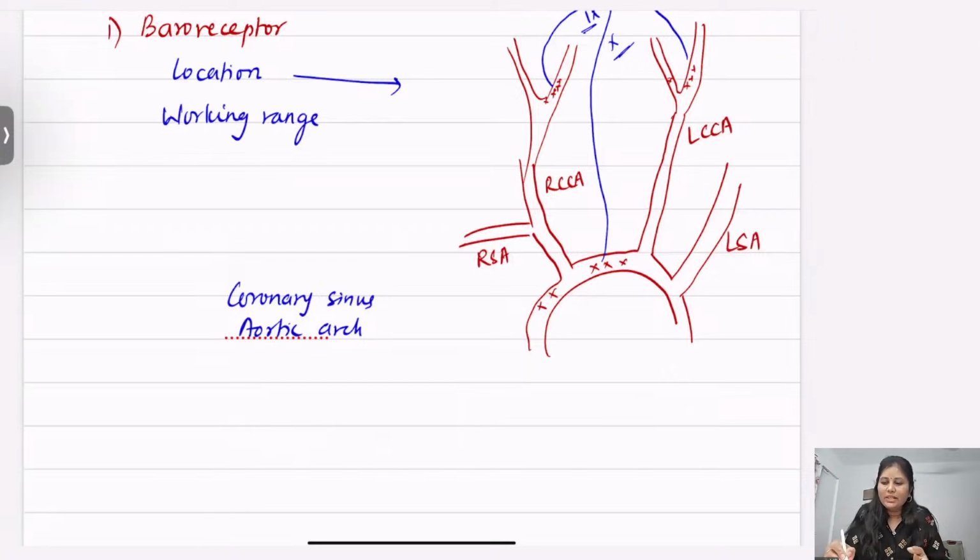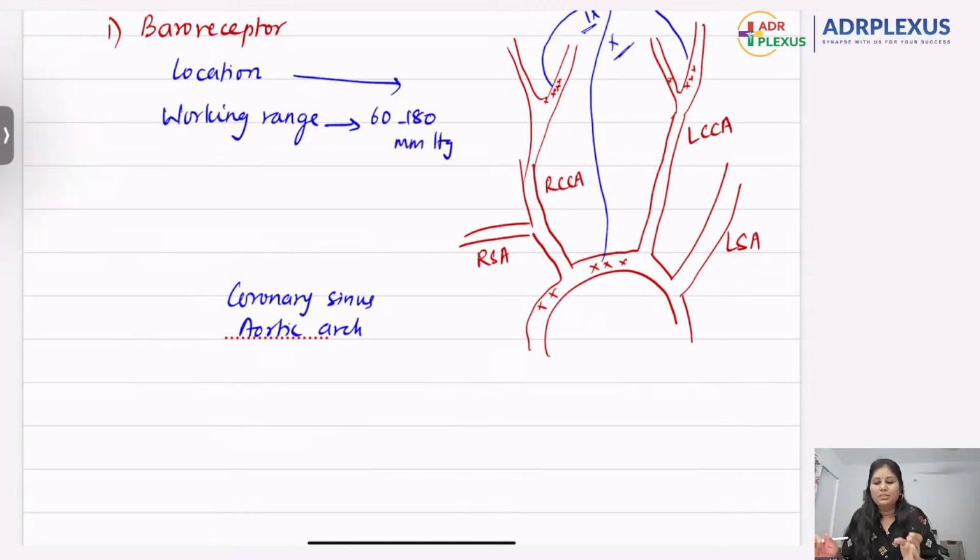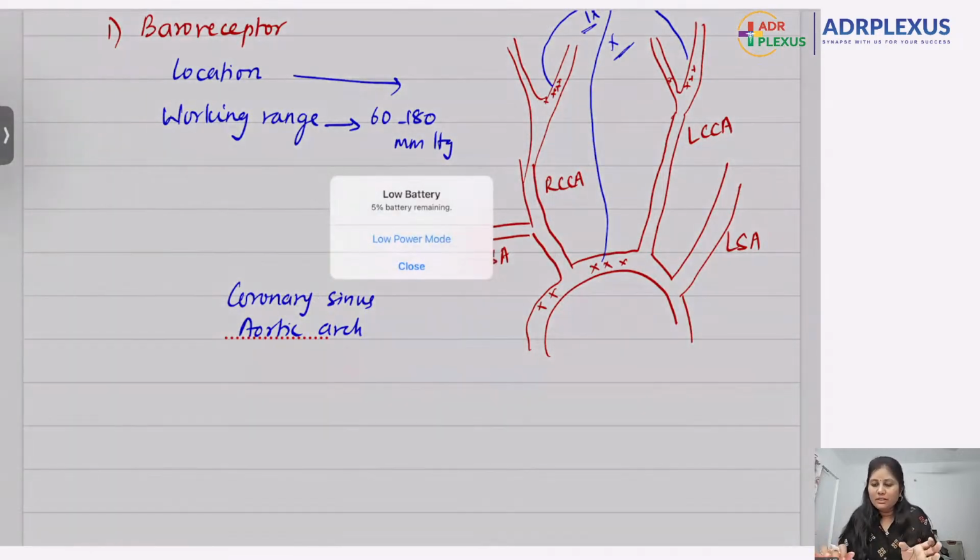Now, the working range here: these carotid baroreceptors work over a range between 60 to 180 millimeters. That means when the mean arterial blood pressure changes between 60 to 180, these baroreceptors will work well.